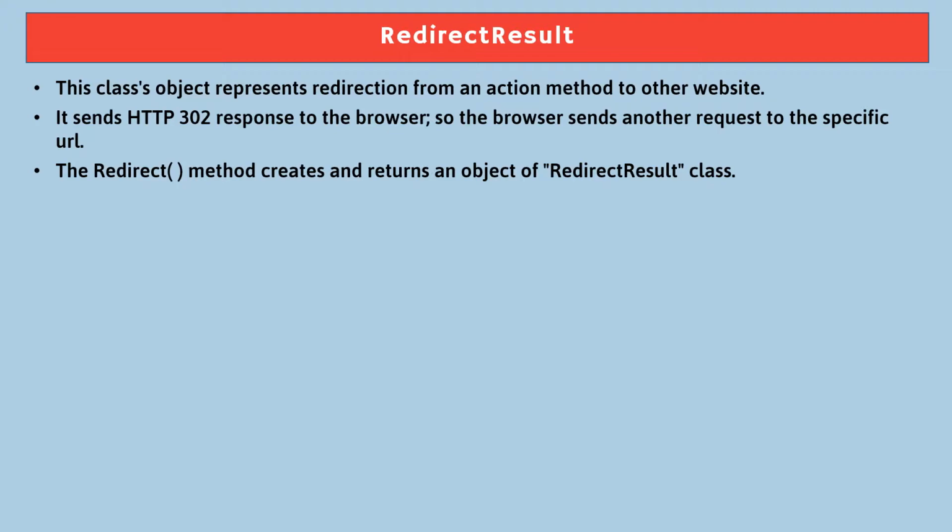For example, your company has two websites, and from the first website you want to redirect to the second website. In that case, you have to use the RedirectResult class. The return Redirect statement will create and return an object of the RedirectResult class so that you are able to redirect from one website to the other website.